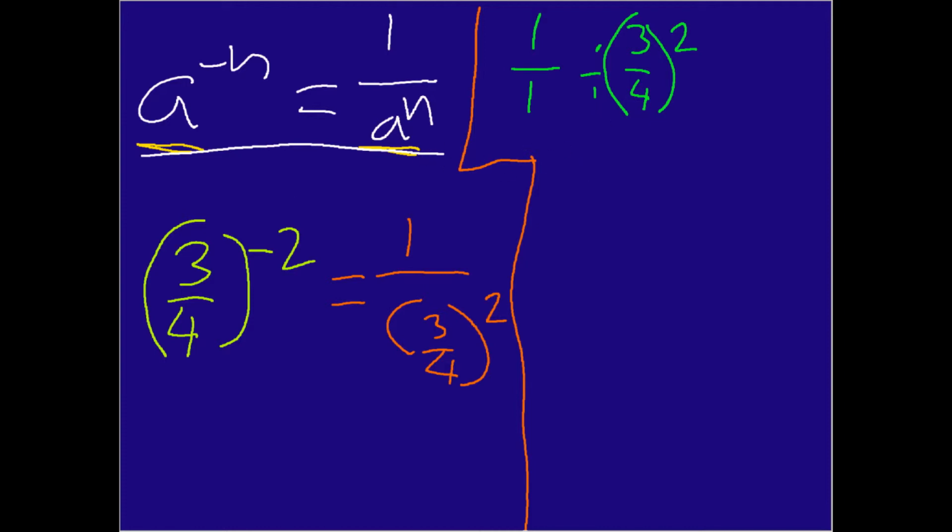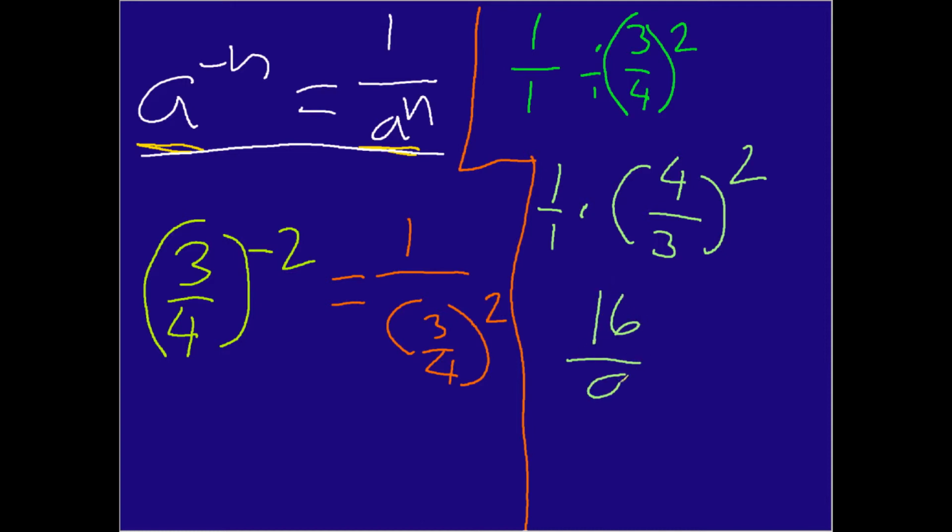As you know, whenever we divide by a fraction, we flip the second one. So what we end up having here is 1 over 1 still, this time times 4 over 3, notice how we flipped it, squared. And so 1 over 1, that's useless, that's just 1. We ultimately end up with 16 over 9.